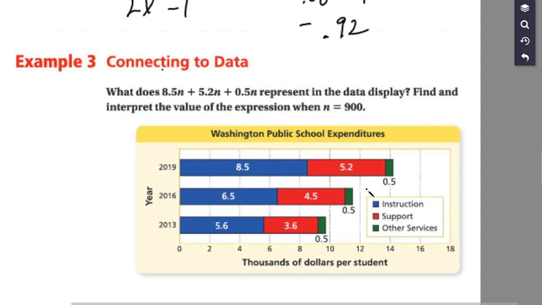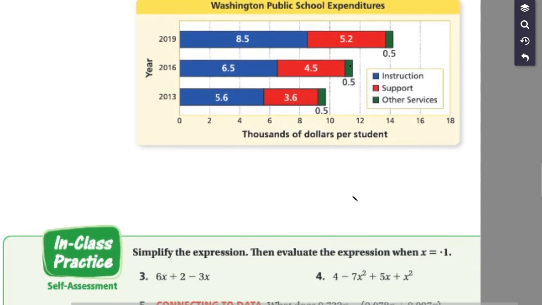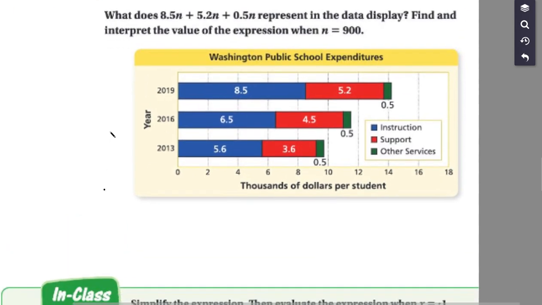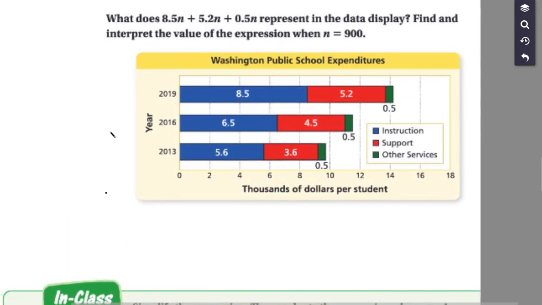Okay, so if we're going to look at representing this, 8.5n plus 5.2n plus 0.5n, is that going to be 2019, 2016, or 2013? Well, if we look at the 8.5, the 5.2, and the 0.5, that definitely represents the year 2019. That's what the data is representing.